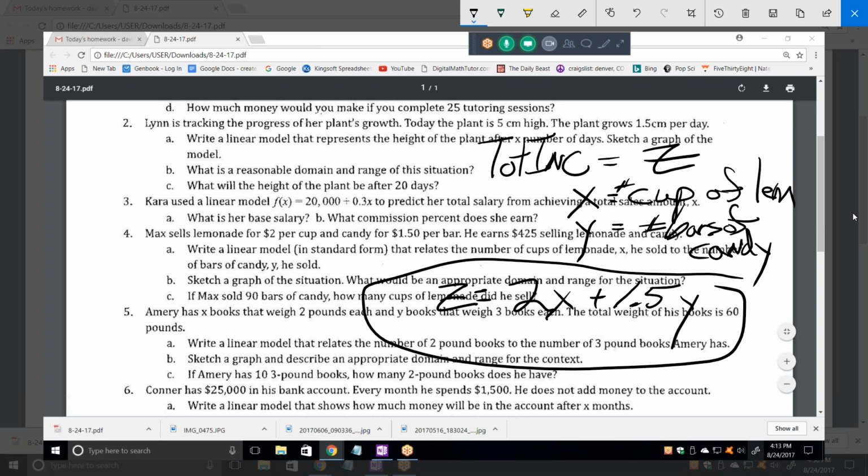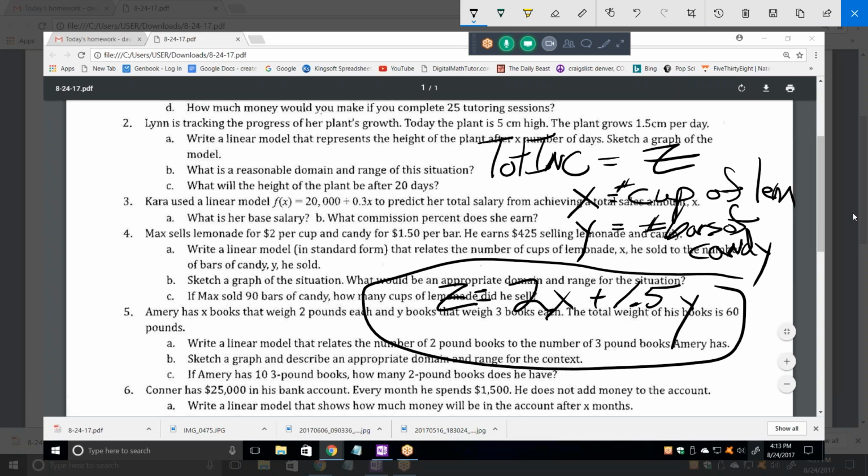Okay? Now that's not a linear equation. A linear equation has 2 variables only, x and y, or x and f of x, but it doesn't have a z. So this is not linear. Doesn't matter, it's still an equation and we can still figure out all kinds of stuff.